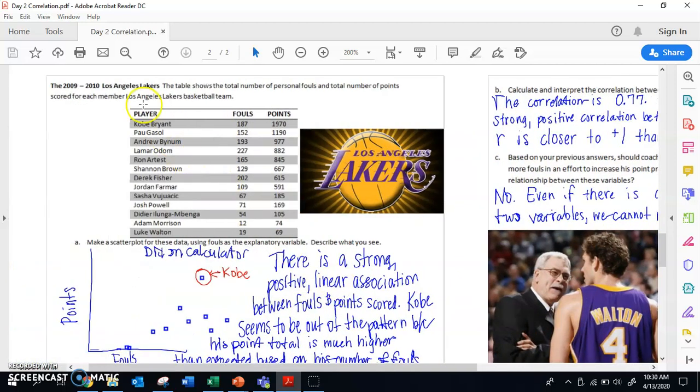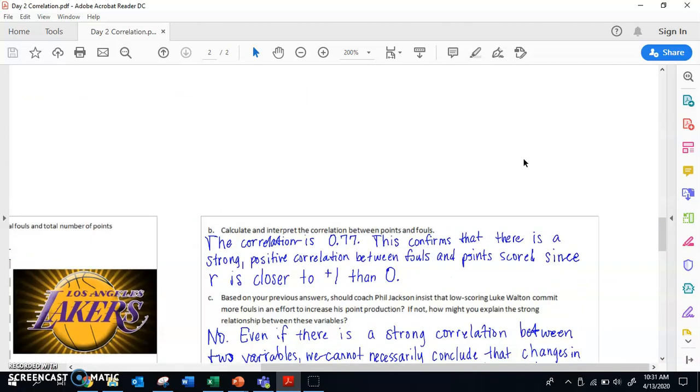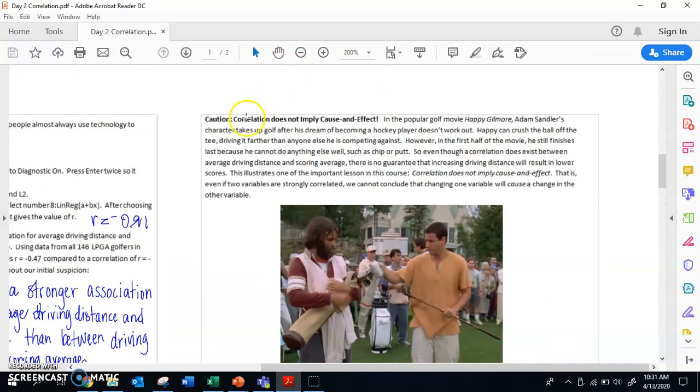So if we look at this graph, Kobe is going to be playing a lot more than some other players. I mean, he's a really good player. So just because he scores a lot of points, that doesn't mean that the reason he scores a bunch of points is because he fouls a lot. Chances are it's because he's playing a lot. I mean, someone like Luke Walton, he only has 19 fouls and 69 points. It's probably because he doesn't play as much as Kobe. The more time you have on the court, the more likely you are to foul, and the more likely you are to score points. So that just brings me back to my original point of just because there is a correlation, it does not imply cause and effect.